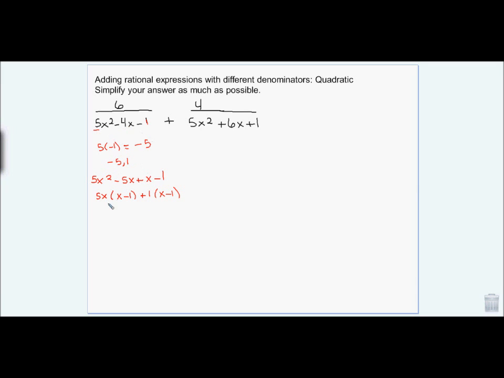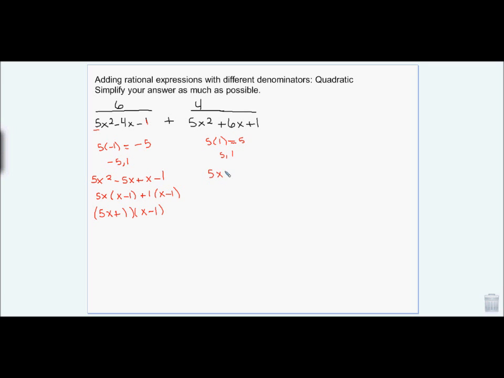So this denominator will factor to 5x plus 1 times x minus 1. For my next fraction, I do 5 times 1, which gives me 5, not 6. And I'm looking for factors of 5 that will add up to 6. Well, that would give me 5 and 1.